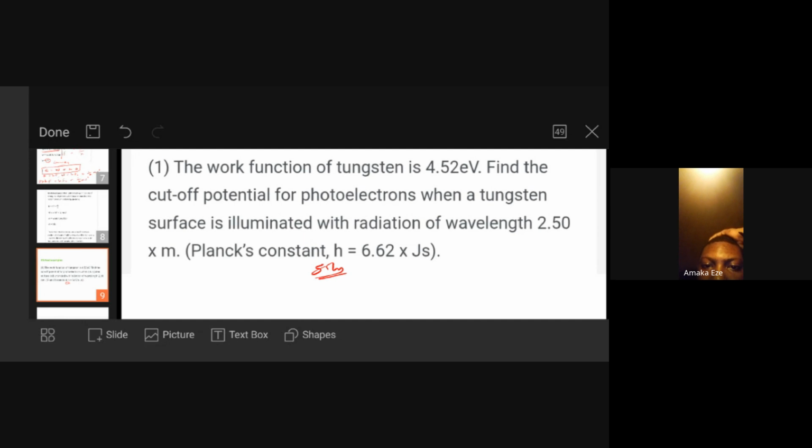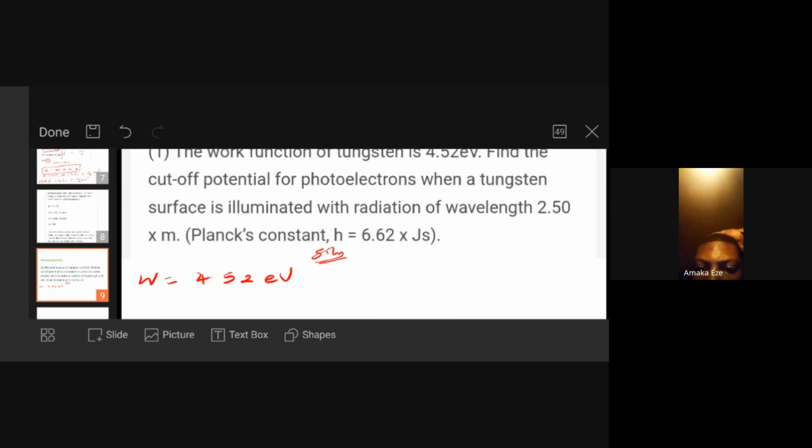The work function of tungsten is 4.52 electron volts. They say we should find the cutoff potential. Cutoff potential, that's V, let me call it V subscript C. It is unknown.